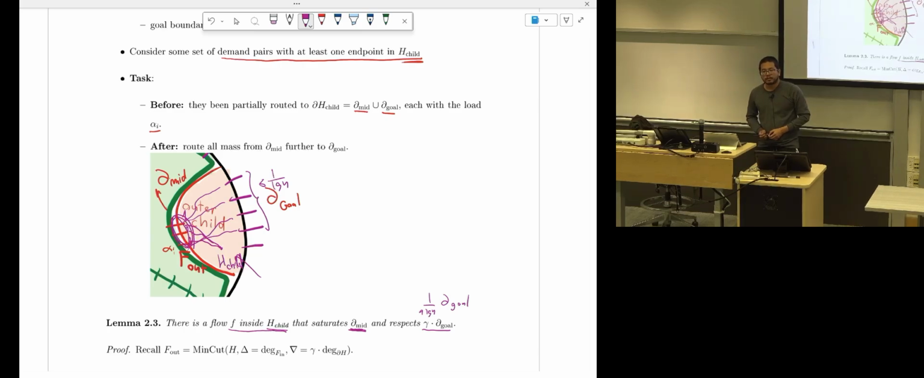Or no, alpha I over log n. Alpha I over log n. Yeah. Okay. Makes sense?